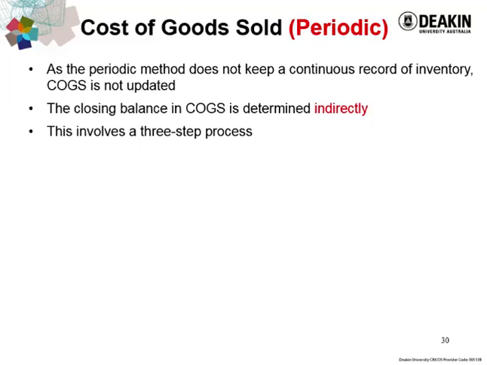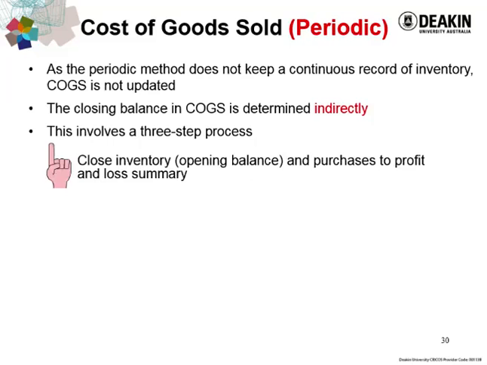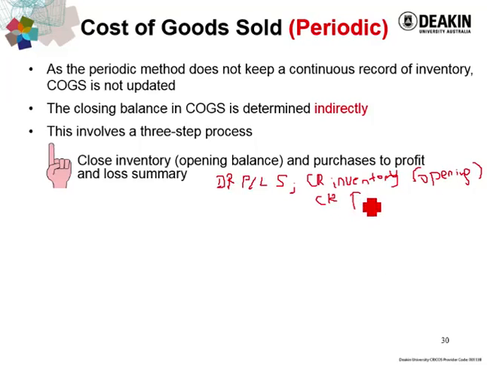To determine cost of goods sold under the periodic method, first we need to close opening inventory and purchases to P&L summary. So in other words, here we will debit P&L summary and we will credit inventory, but note that we credit inventory using the opening figure. And we will also credit purchase account. And remember, purchase account is an expense account.